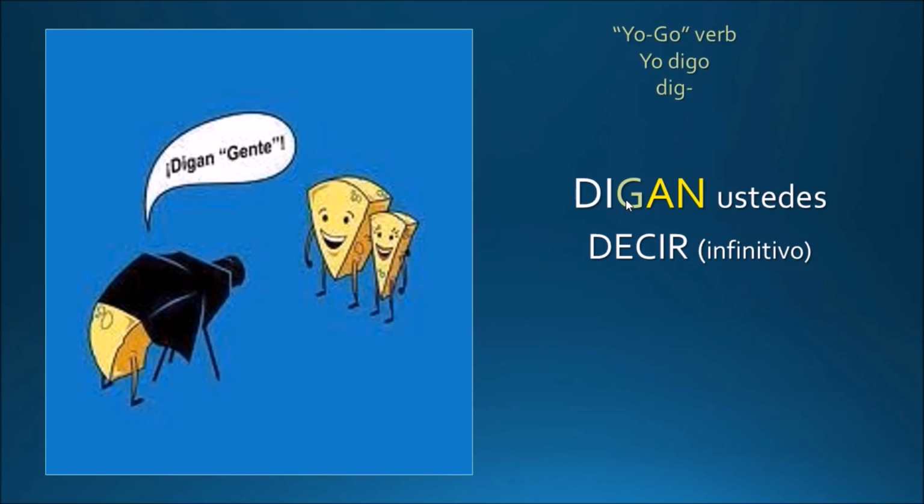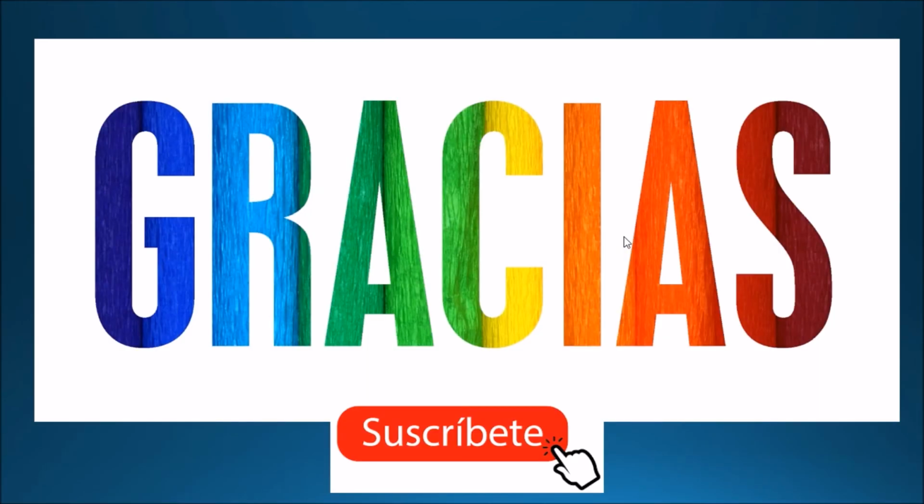Decir is a yo-go verb. So yo digo. If we go step by step, we go to yo digo, drop the O, and have an opposite ending. So digan ustedes. Also notice here, decir is extra special because we also have an E to I stem change. Okay, so digan ustedes, and the command for just one person would be diga. Diga would be your usted command. Diga usted.